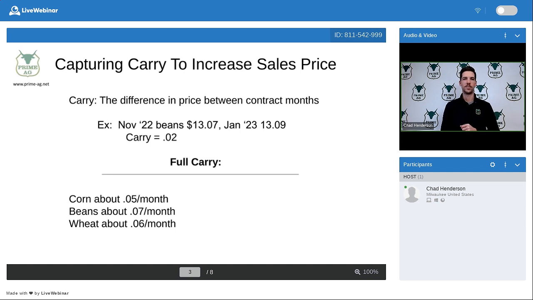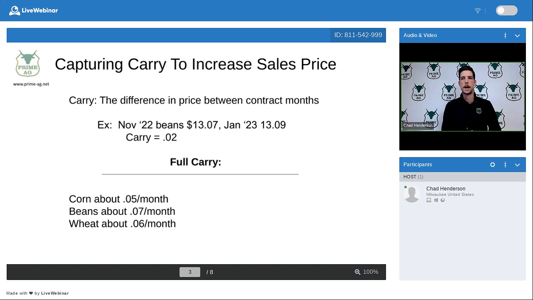All right, what does that look like? November 22 beans, let's say they're at 1307. The next contract is January 23, that's at 1309. Simple math is 2 cents. That is the carry of the market in this current situation.